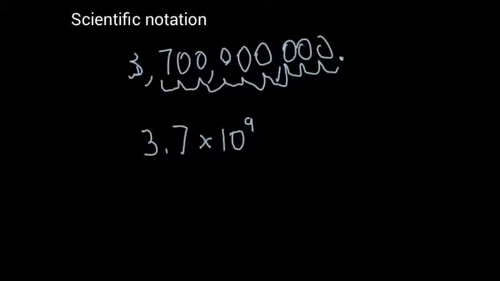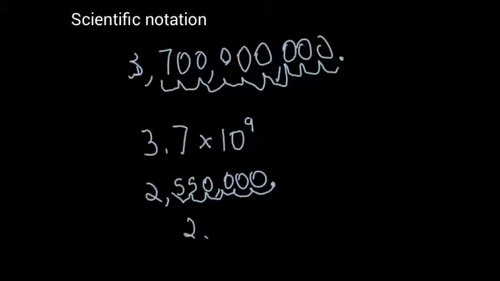So let's try another one. Let's try 2,555,000. So again, start with that decimal, move it till you get a number between 1 and 10. So in this case, I'm moving it 6 times. So I have 2 and 55 hundredths times 10. It's always going to be times 10 because of our number system. And in this case, I moved it 6 times, so my exponent is 6.